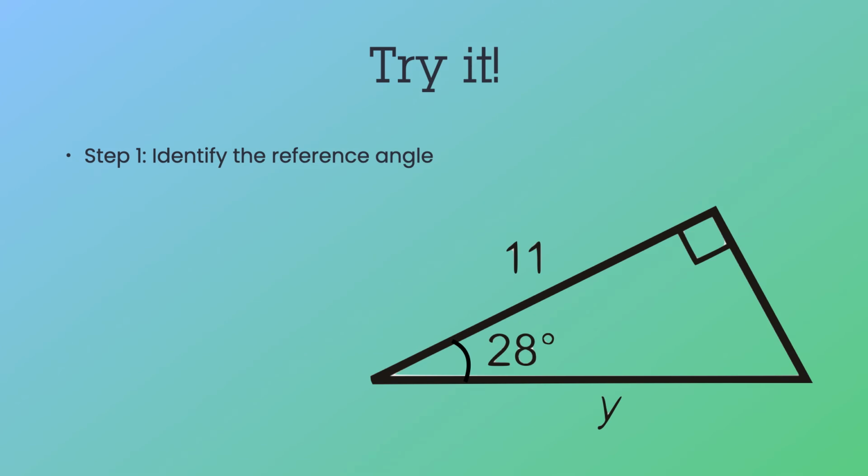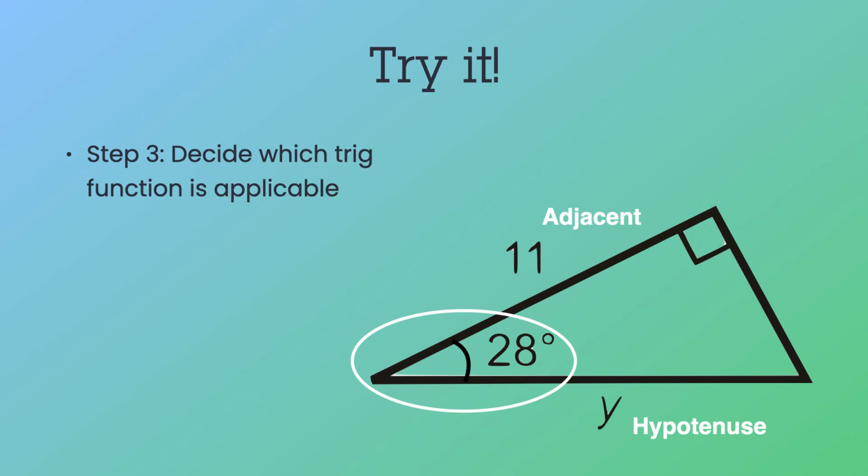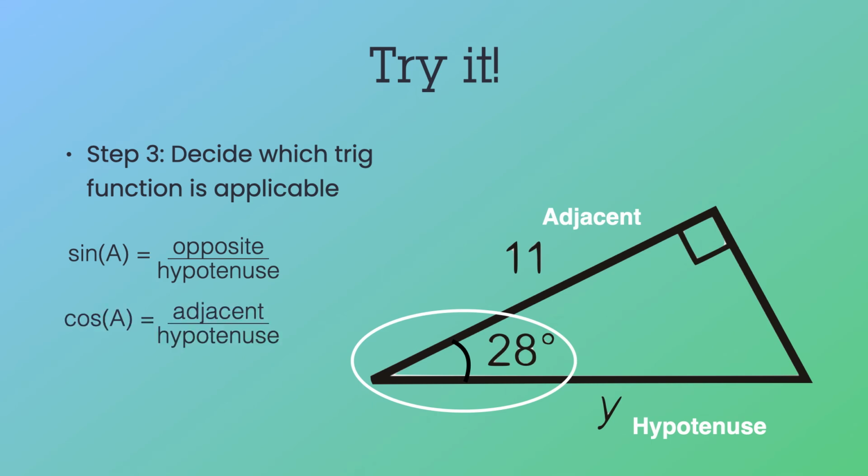Step 1, as we identify the reference angle, we're only given one acute angle, so that will likely be your reference angle. Then step 2, to label the sides. The 11 would be our adjacent side. The y is our hypotenuse. Step 3, decide which trig function is applicable. We have sine, cosine, or tangent as our options. But since we are caring about the adjacent side and the hypotenuse, we'll be using cosine.